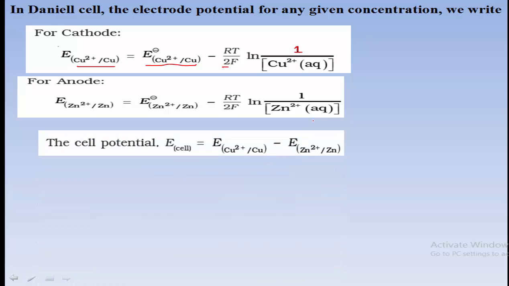And now the cell potential, I want to find the cell potential for this Daniell cell. How we can calculate that? E cell is equal to E cathode minus E anode. Cathode side another copper, anode side another Zn.